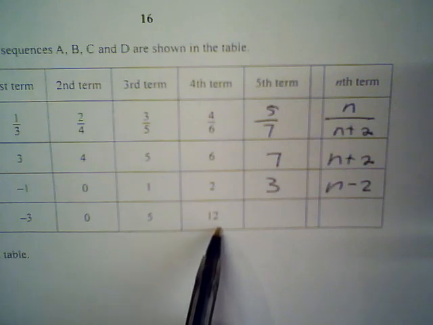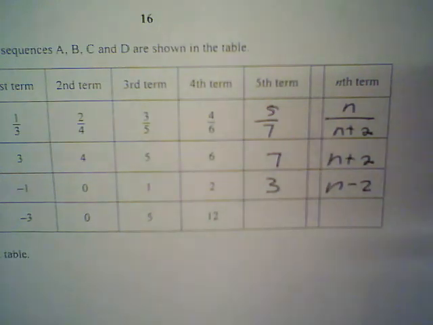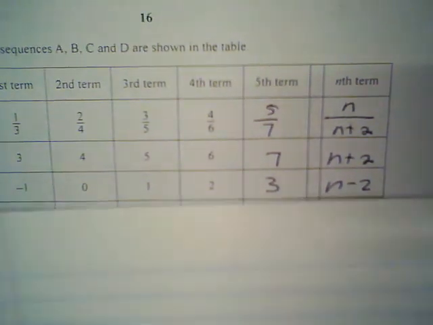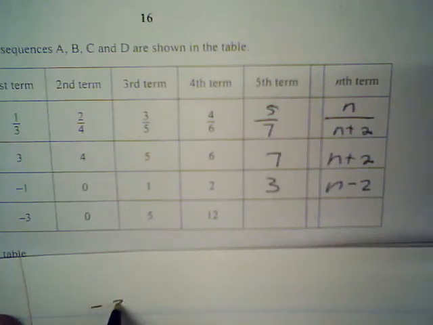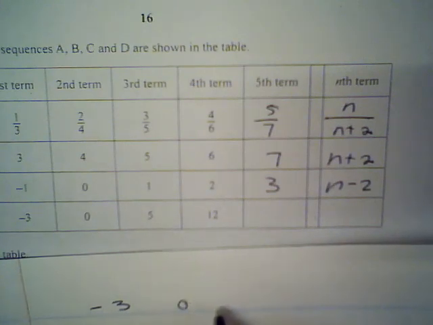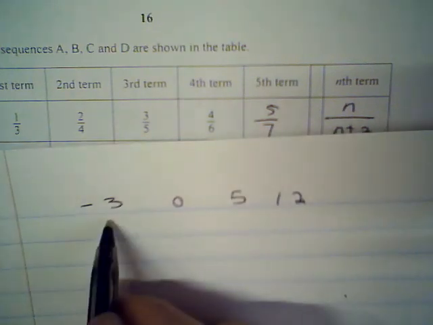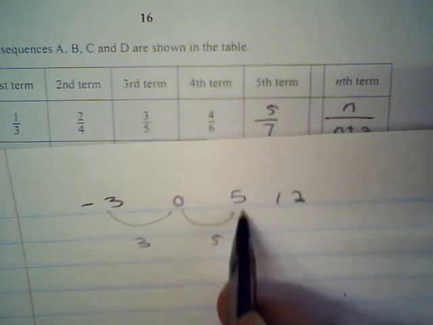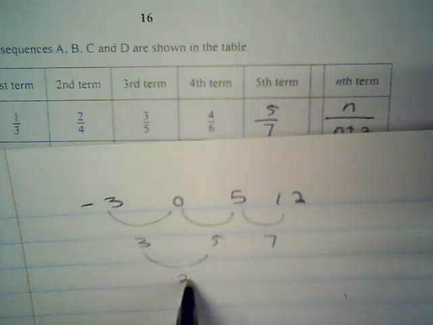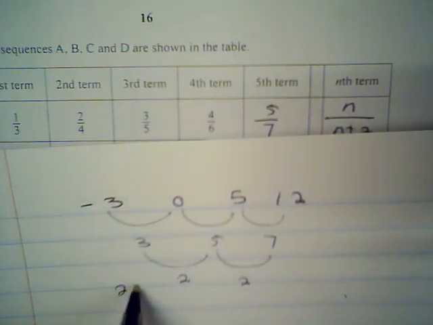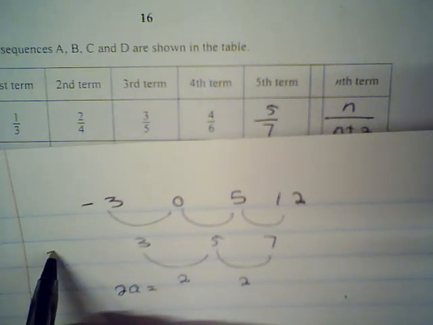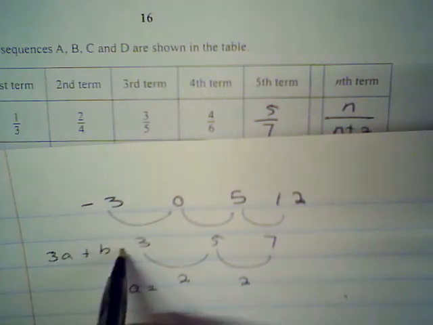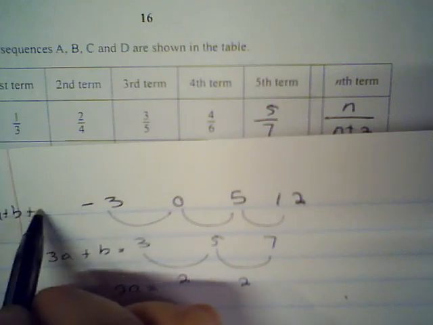This is definitely not an arithmetic question. Let me write it down. Okay, this is a quadratic question. I can just see the difference there would be 3, the difference there 5, this difference is 7, that's 2, that's 2. So 2a equals 2, 3a plus b equals 3, a plus b plus c equals negative 3.